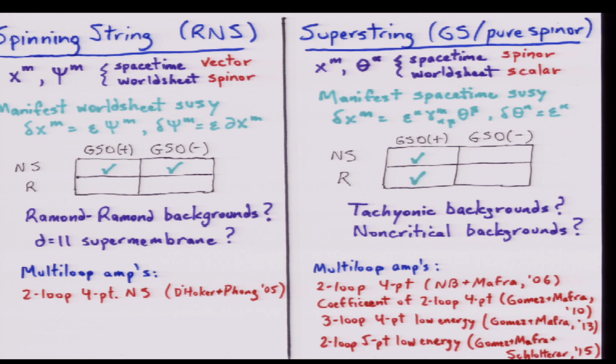Now, there have, of course, also been multi-loop amplitudes in this formalism. So the two-loop 4-point was done soon after Du Hoker and Phong, and then it was extended. So the coefficient of the two-loop and 4-point were computed by Humberto Gomez and Carlos Mafra, and now they've been able to compute the 3-loop 4-point that was reported on last year at Strings, and in fact, recently they found the correct coefficient that's consistent with S-duality, and was extended more recently to the two-loop 5-point together with Oliver Schlotterer. So there are lots of things that can be done using the superstring, and it's worthwhile to study.